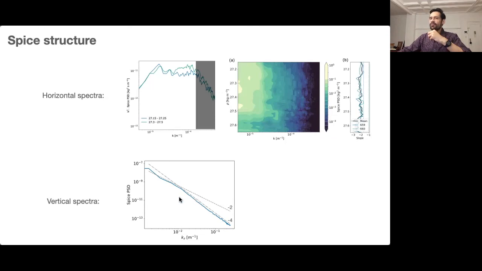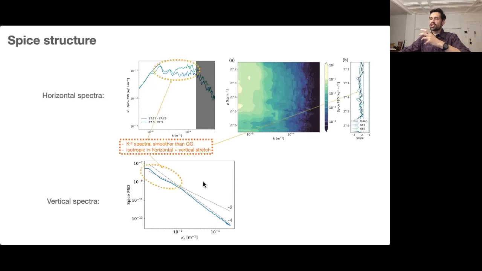In the second row, I'm plotting vertical spectra observed by the glider. This is also very interesting and shows two distinct regimes. Over scales larger than 50 to 100 meters, the slope is about minus 2. And then there's a drastic change in spectral slope at about 50 meters, where the spectra becomes steeper at scales below that. Just as a side note, the vertical resolution of the glider is about 1 to 2 meters.